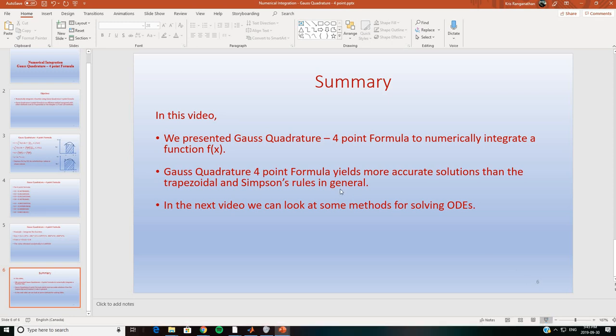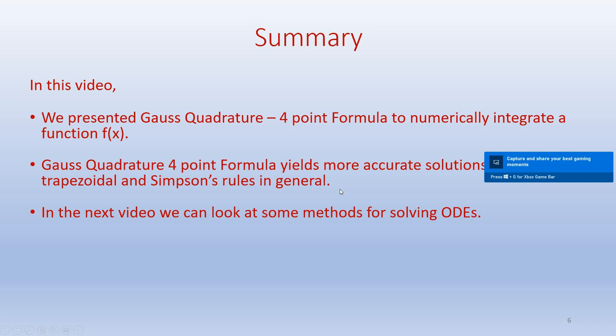To summarize, we presented the Gauss Quadrature 4-point formula to numerically integrate a function f of x. And we notice that the Gauss Quadrature 4-point formula yields very accurate solutions when compared with the trapezoidal and Simpson's rules, as well as the Gauss Quadrature 2-point formula. In the next video, we can look at some methods for solving ordinary differential equations or ODEs.